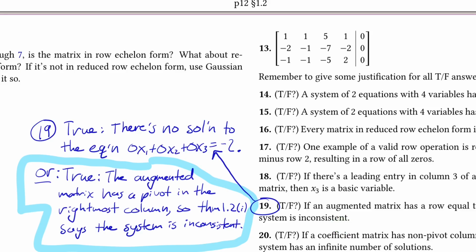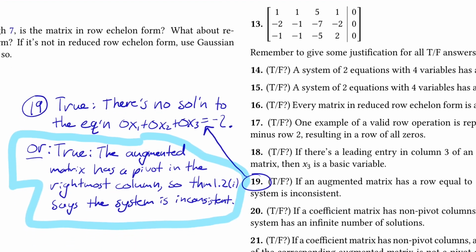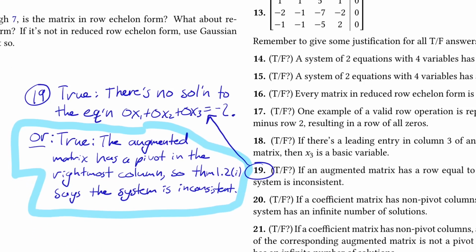And that's great to think of it that way. But it's also good to know what theorems say about this, just to get used to studying the theorems. So you could also say this is true because the augmented matrix has a pivot in the rightmost column. So theorem 1.2 part 1 says the system is inconsistent. So both of these are great. And it's good to do as many questions as you can, thinking about it both ways, about the concrete example you have in front of you, and also what the theorems in the section say about it.